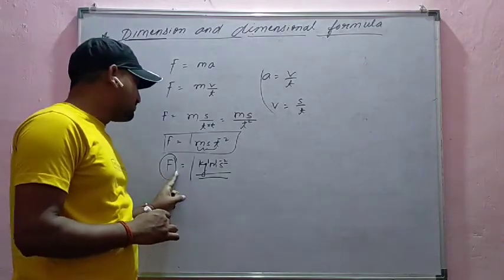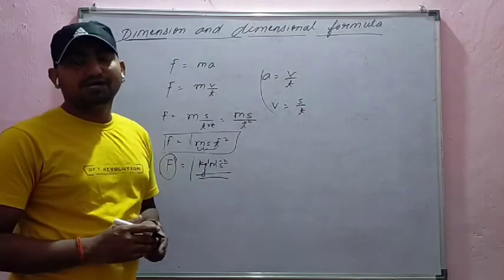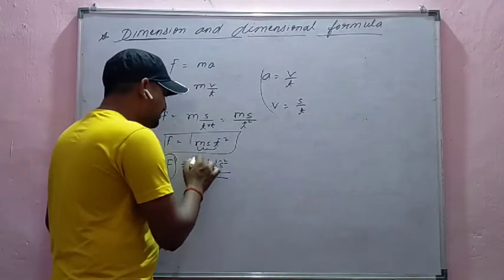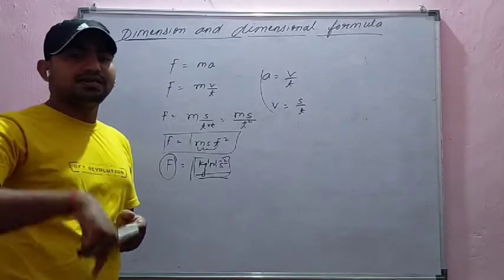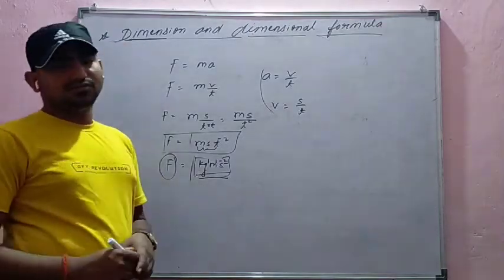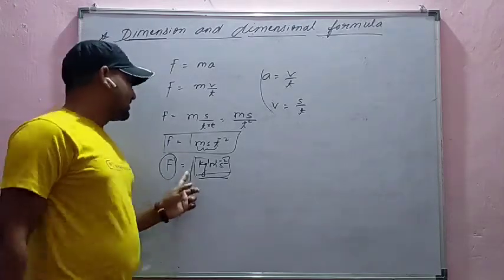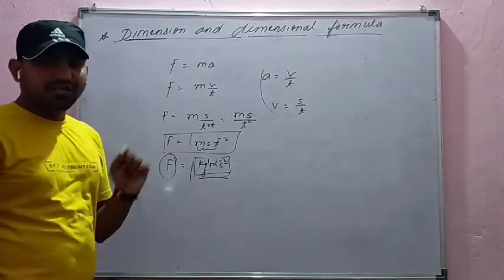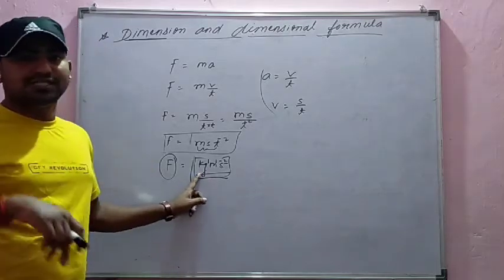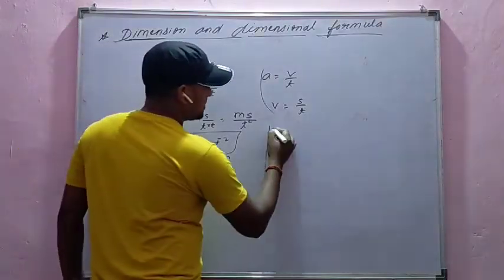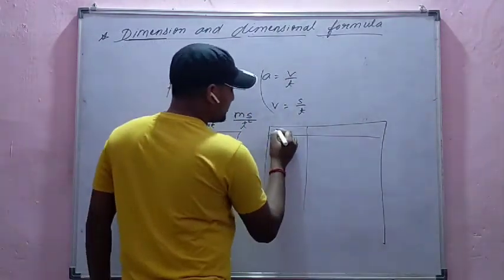Means the dimension of force is equal to what? Kg to the power 1, m to the power 1, s to the power minus 2. But is the dimension written in this way? Answer is no, because we used dimensional symbol for writing the dimension. We used special dimensional symbol for writing the dimension of physical quantities. Means at the place of kg we used dimensional symbol of kg, and we know that dimensional symbol for all fundamental units, like as here you can see this.